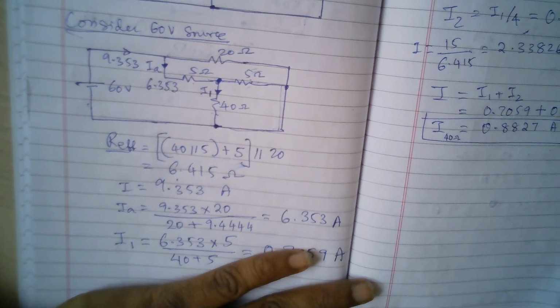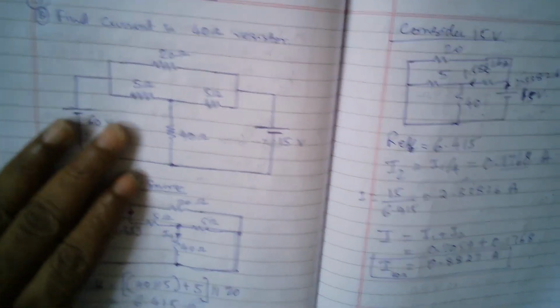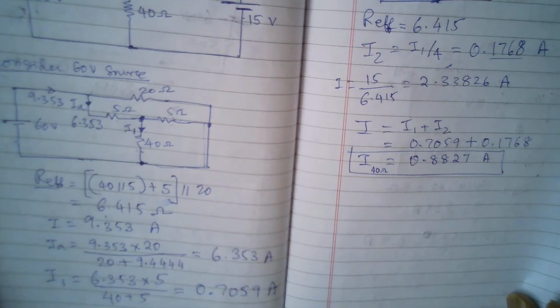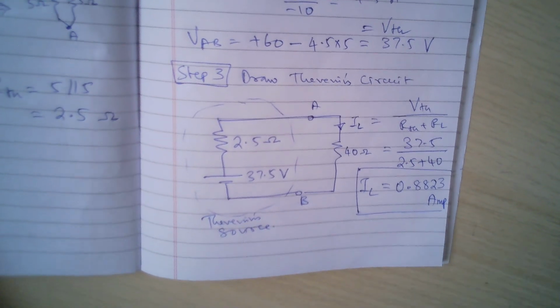You now choose whether you feel the superposition theorem is easy or Thevenin's theorem is easy. For me, Thevenin's theorem is easy, but I learned both the theorems. So this is superposition theorem and this is Thevenin's theorem. Both answers are the same.